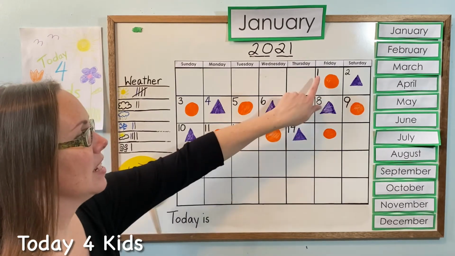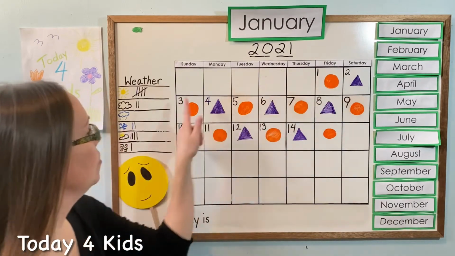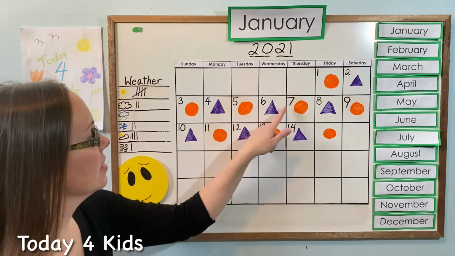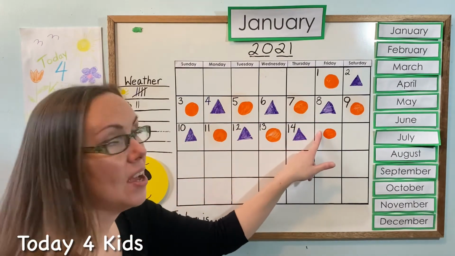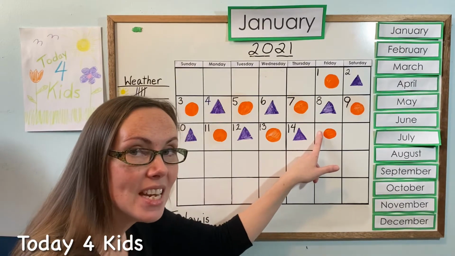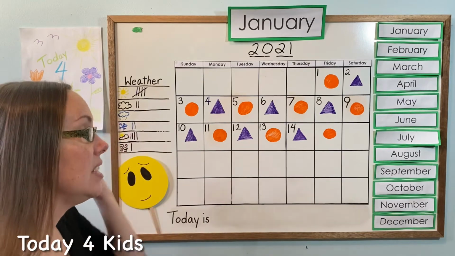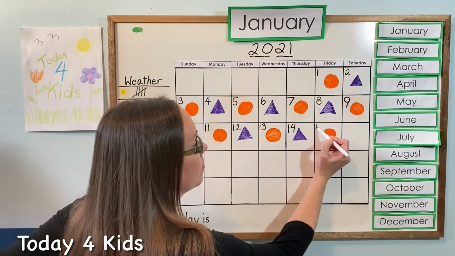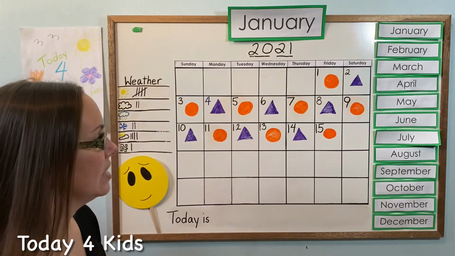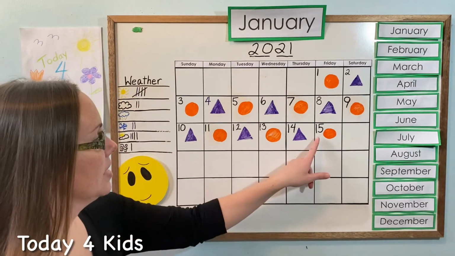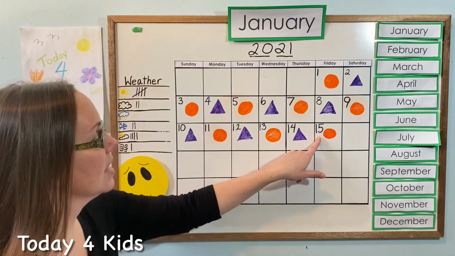Let's go back to the beginning and count and see if we're correct. Count with me. 1, 2, 3, 4, 5, 6, 7, 8, 9, 10, 11, 12, 13, 14, 15. Did you guess 15? You would be correct if you guessed 15. So a 15 has a 1 and a 5. So today is number 15 and it's on the calendar. So we say 15th.